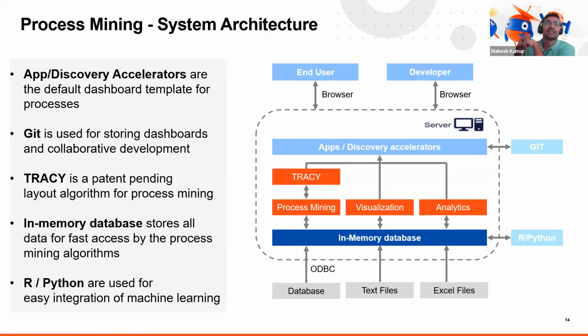Now, before we jump to the installation demo, let's understand the system architecture a bit, how the process mining architecture looks like. Process mining in a nutshell has two major components. One is the process mining platform, that is a web app. So we put this web app or install it on a web server. On top of this web app, we upload these apps and discovery accelerators. What they do is they take our data.